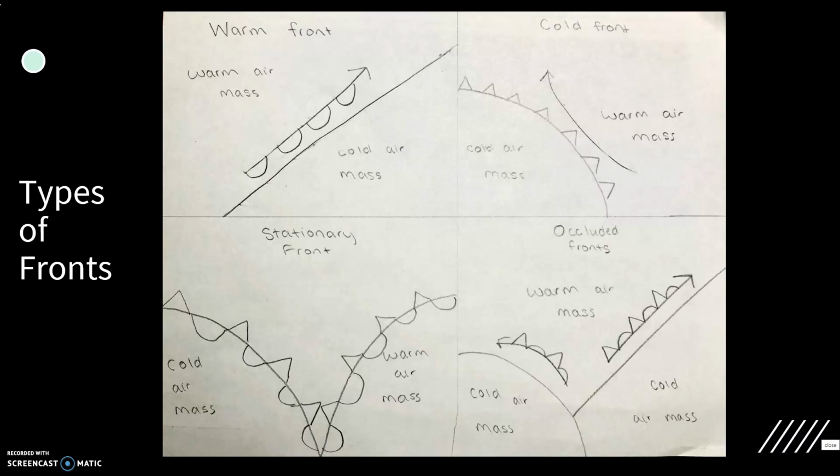Occluded fronts are an active cold front that overtakes a warm front. The cold air wedges the warm front upward and then creates a new front between them. This front can cause precipitation, but the weather is typically more complex.